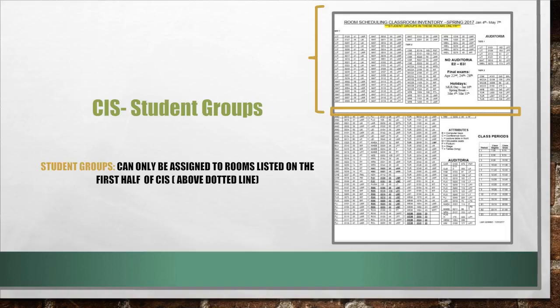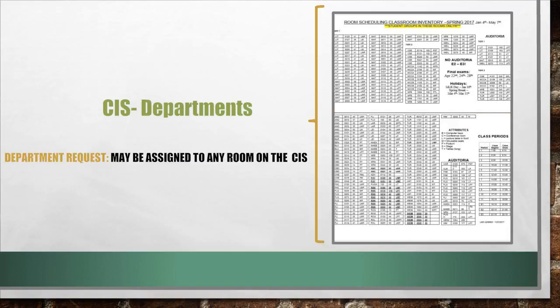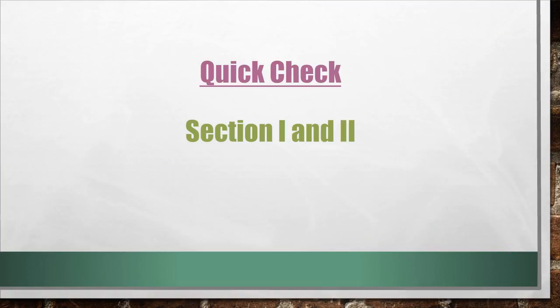Student groups can only be assigned to rooms listed on the first half of the CIS. All rooms above the dotted line, departments may be assigned to any room on the CIS. So far we have gone over differentiating request types and differentiating rooms on the classroom inventory sheet, or CIS. Let's take a moment to review what you have learned so far.